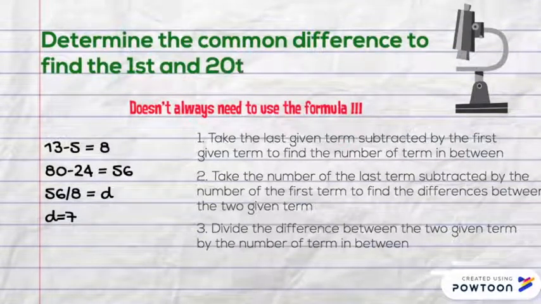In this case, it could be found by first taking the last term and subtracting the first given term to find the difference between the values. Take the number of the last term and subtract the number of the first term to find the number of terms in between. Last, divide the difference between the two given terms by the number of terms in between.